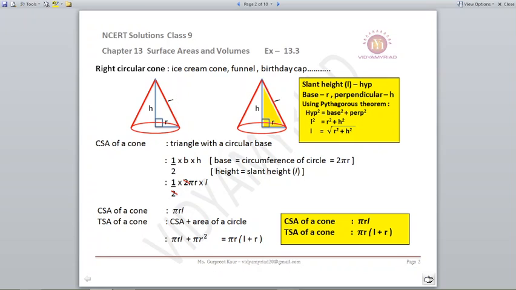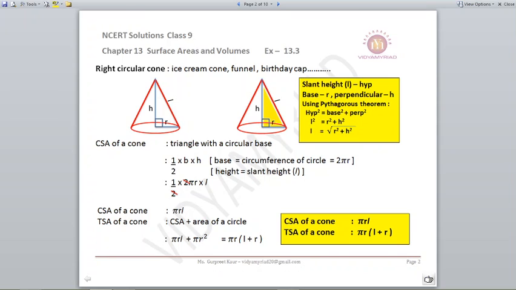Now let us understand how we are going to find out the curved surface area of a cone. If you see the cone, it is a triangle with a circular base if you look into the picture. So if I want to know the formula of a triangle, that is half base into height. Now what is base over here? It is in a circular form. That means I will write down the circumference of a circle, which is 2 pi r. Now what is the height of the cone which I will take? I will take the exterior.